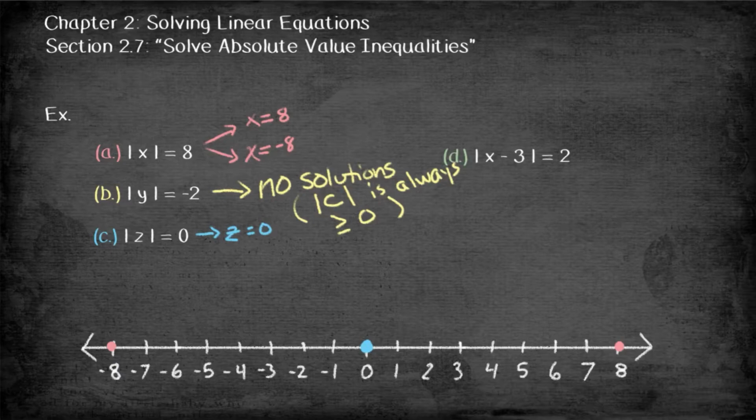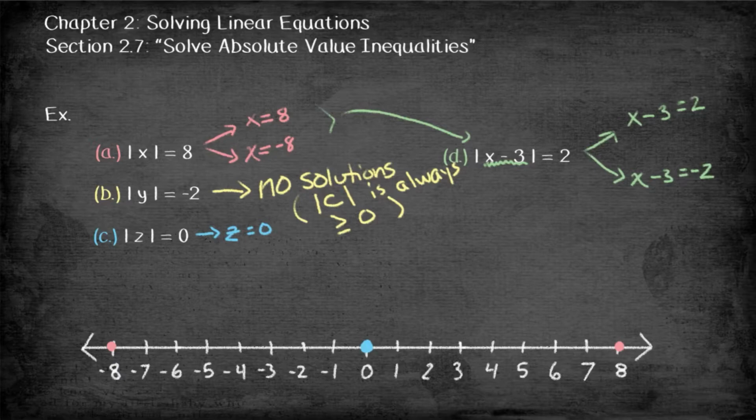All right, and here we have the absolute value of x minus 3 equals 2. This is a little bit different because there's actually something going on inside the absolute value of the variable. But we can take the approach that we used here and adapt it. Because the absolute value of something is equal to 2, then that something has to be either 2 or negative 2.